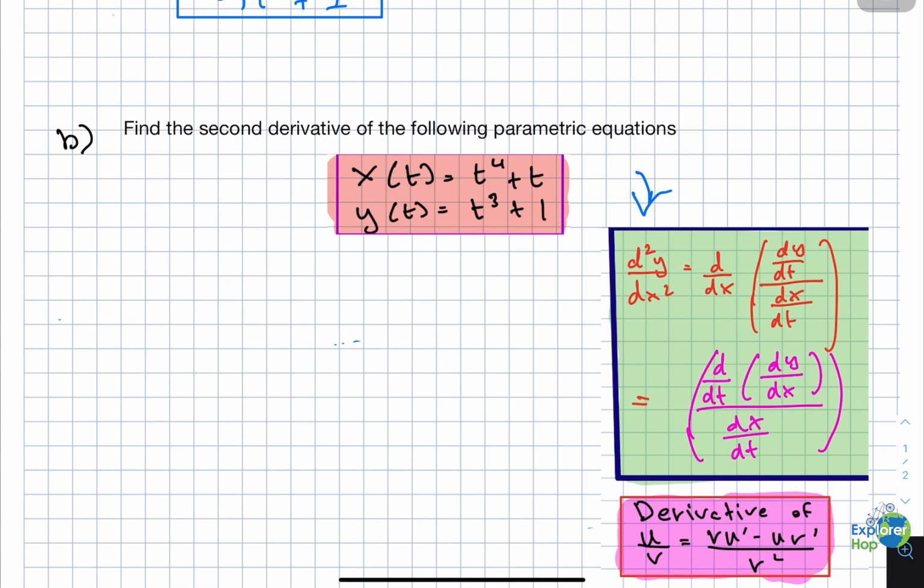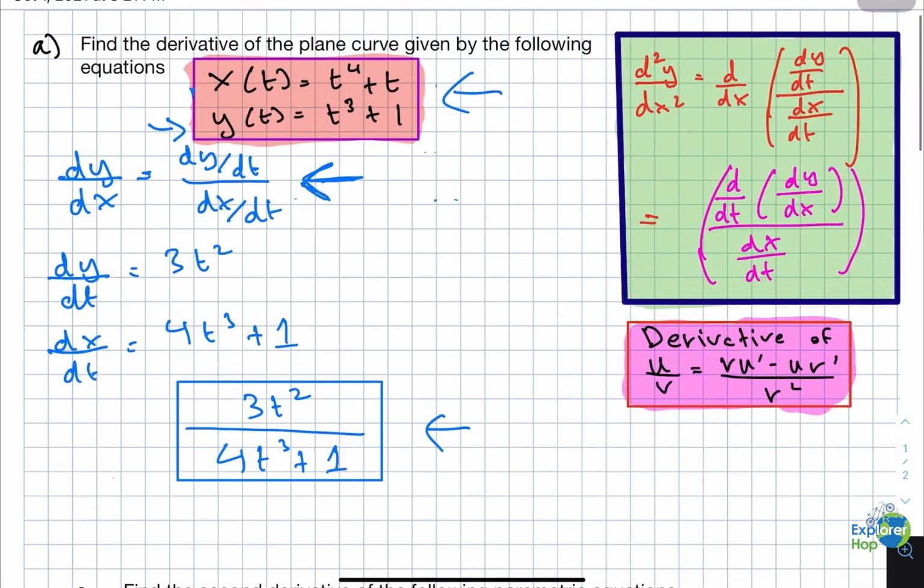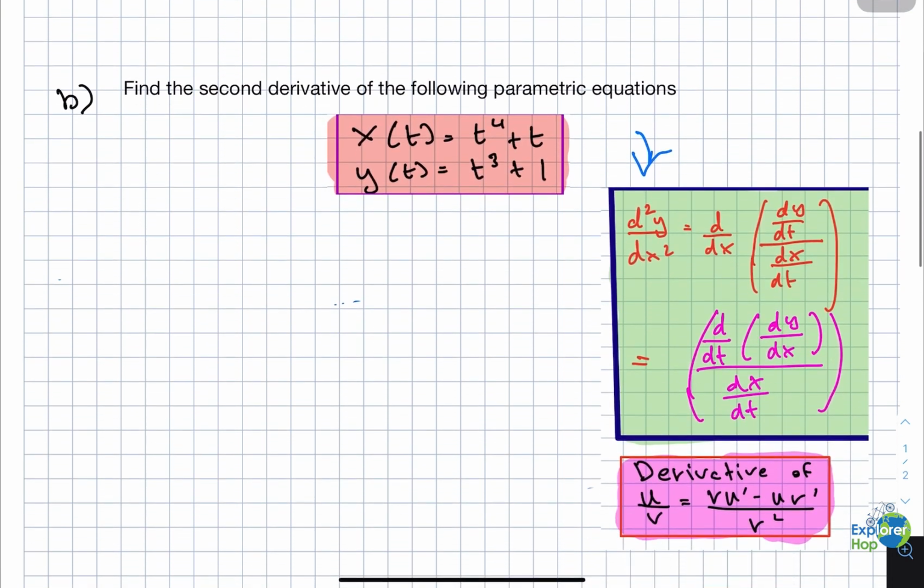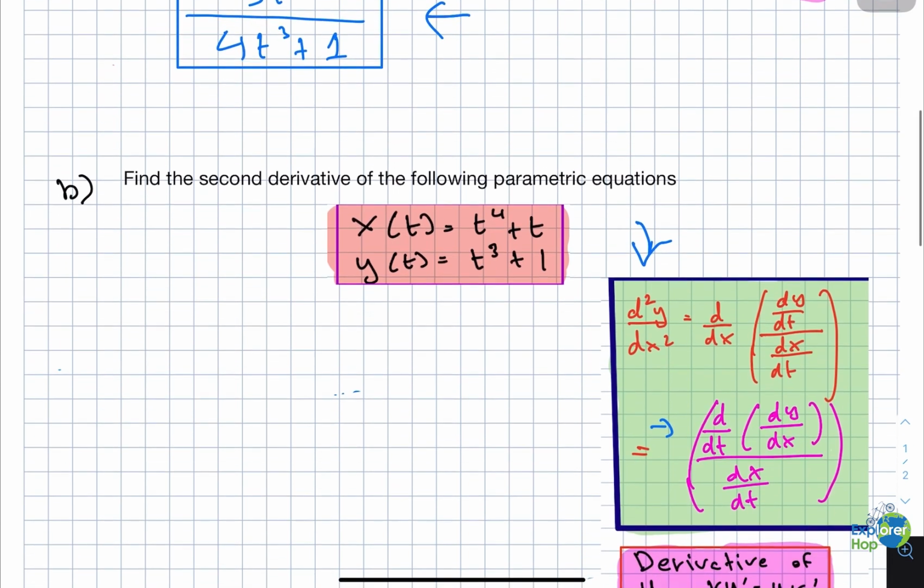I've given the formula right here, which states that to find the second derivative of parametric equations, we take the derivative of the first derivative of our parametric equations and divide that by the derivative of x, which we found in part A right here. So let's find the numerator, which is the derivative of the first derivative.